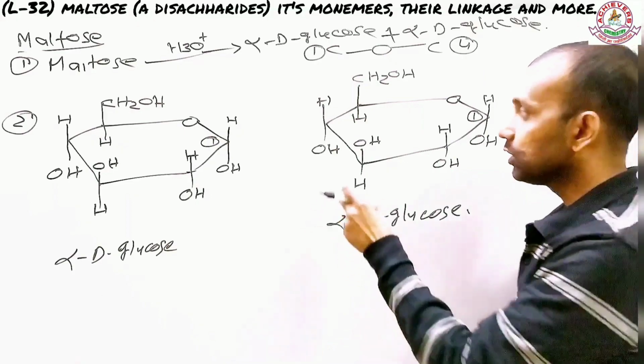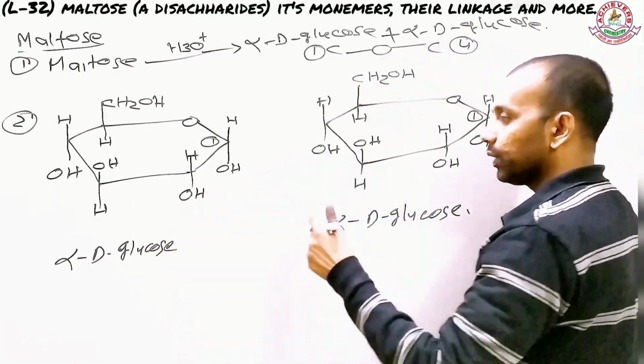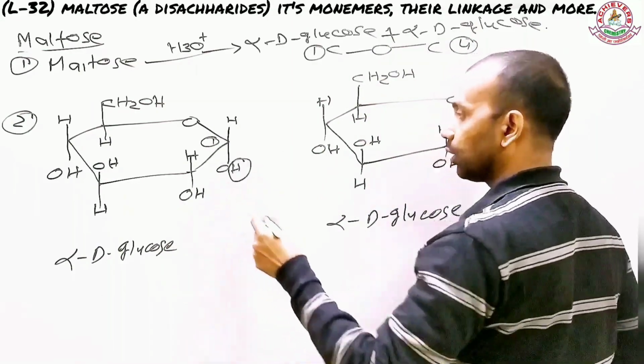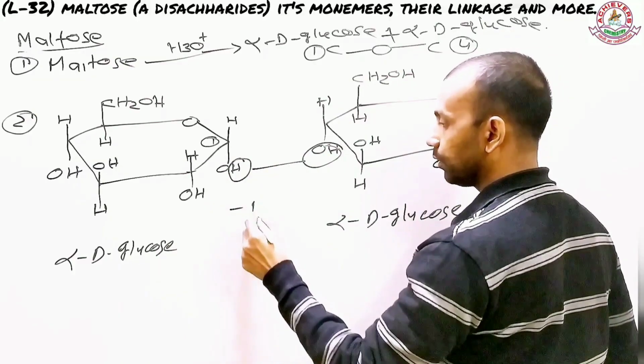Let me show you how this bond is formed right over here. Since both of these molecules are glucose, we can take a proton from either one. So a proton from there and a hydroxide from here are taken out, and they will result in the formation of H2O.